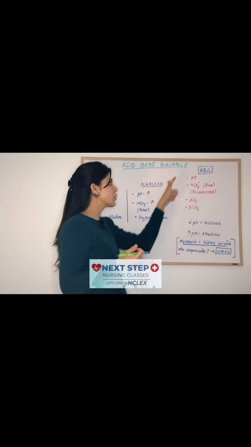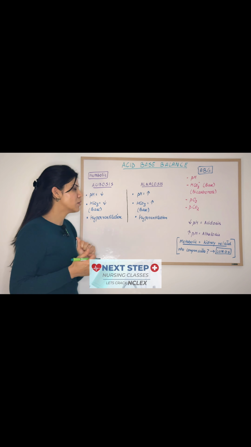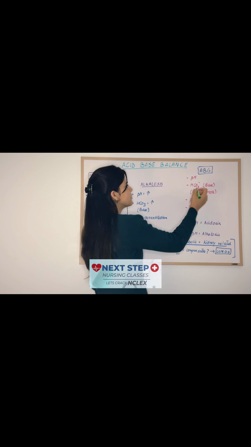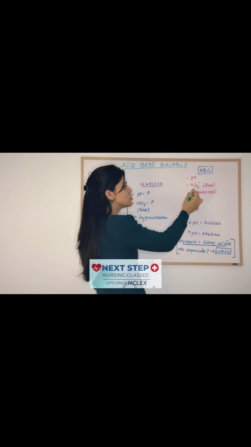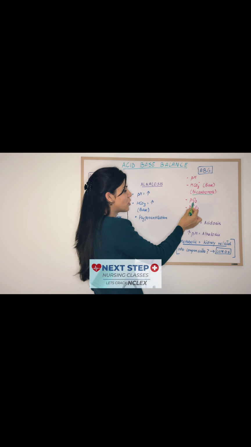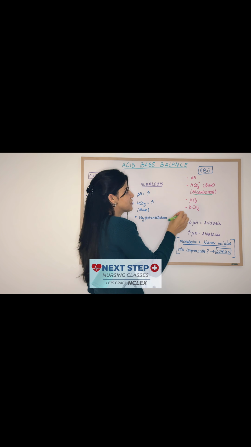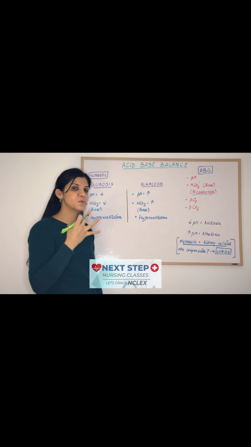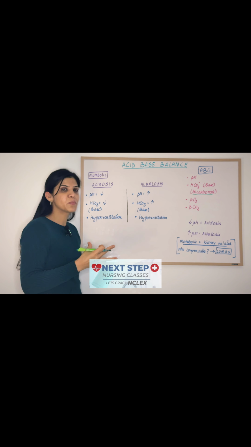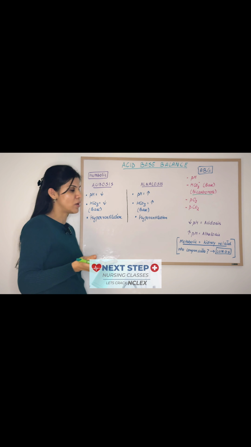First of all, there are four indicators in ABG analysis. We look at four parameters: pH, HCO₃, which is also known as base or bicarbonate, partial pressure of oxygen, and partial pressure of carbon dioxide. We look at these four values, and then we identify whether the patient has a metabolic problem or a respiratory problem.